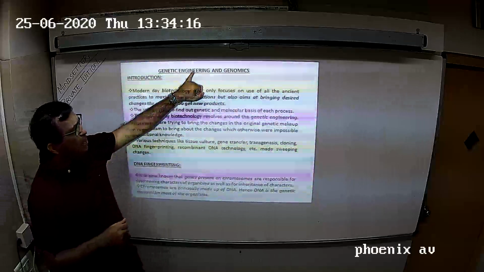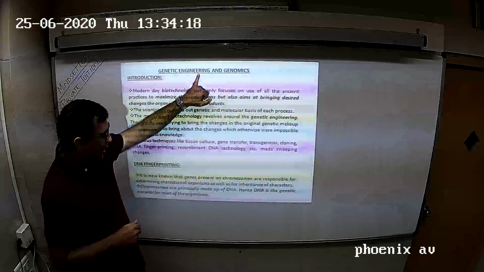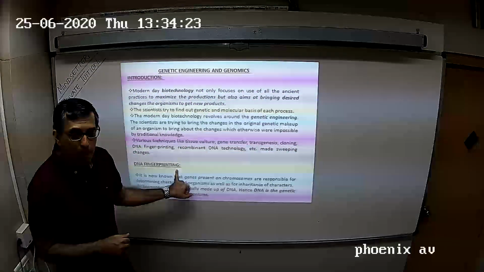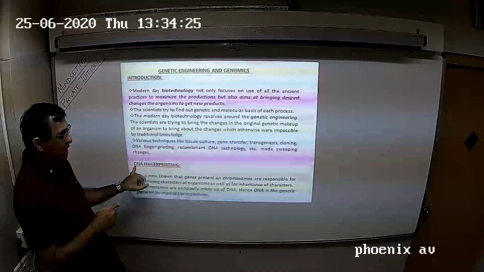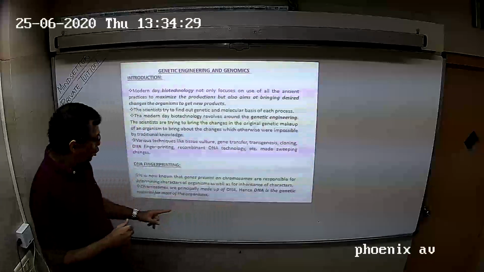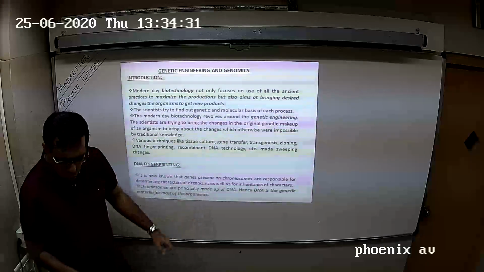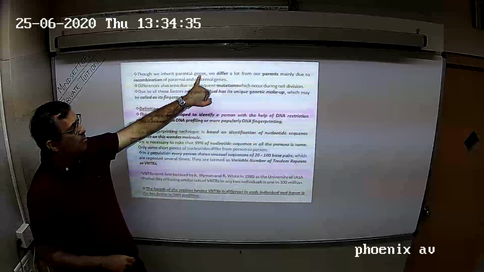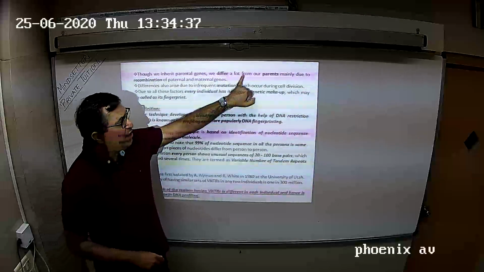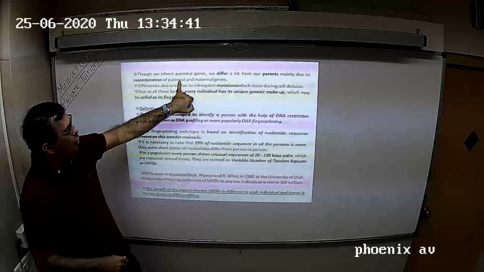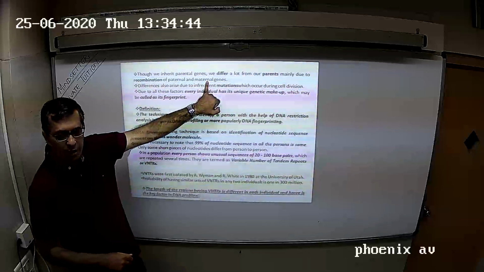सबसे पहले genetic engineering में we have a very good topic called DNA fingerprinting. Now, what is DNA fingerprinting? DNA is the genetic material for most of the organisms, and though we inherit parental genes, we differ a lot from our parents mainly due to recombination of paternal and maternal genes.